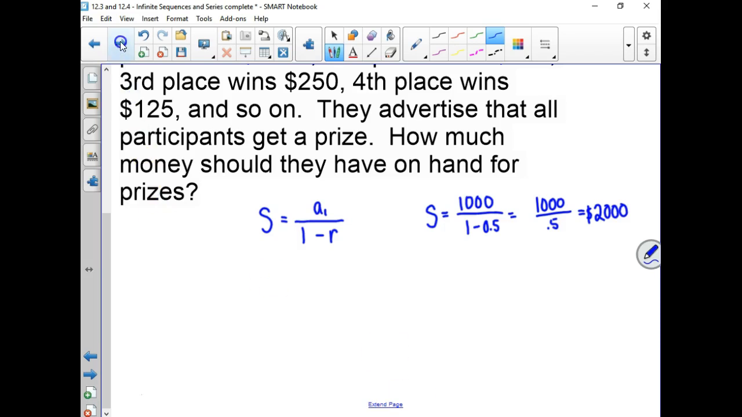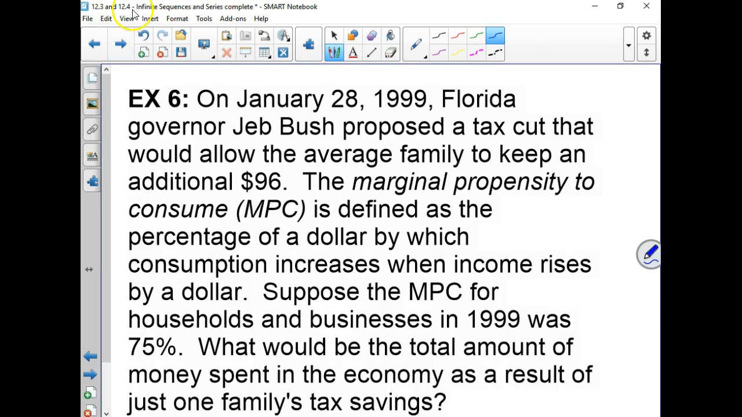All right, let's do one more with this, and then we're going to move on to our log quiz. So this came from your textbook. I think it's a really interesting situation, although it is probably a little outdated for you guys since this is 1999, probably before most of you were born, right? But in 1999, Jeb Bush was governor of Florida, and he proposed a tax cut that would allow the average family to keep an extra $96.